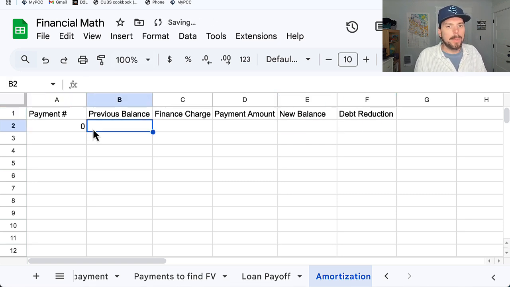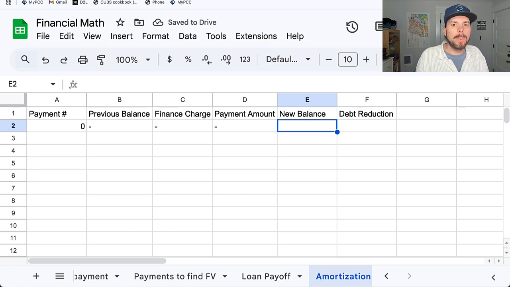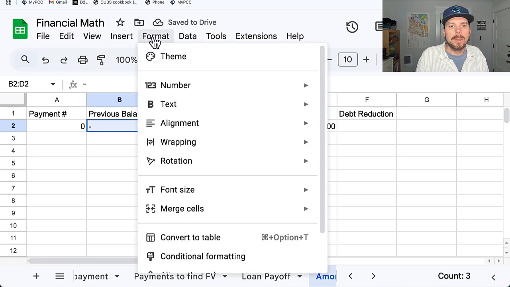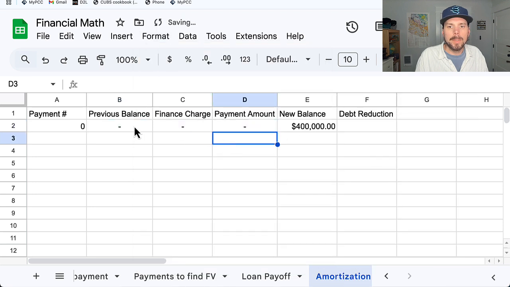And I usually just start with a 0, payment number 0, no previous balance, no finance charge, no payment amount, and just basically put the amount financed for this new balance. It's just the way that I like to do it to set it up. Why don't I use a problem with just some made up figures here, like a $400,000 mortgage. The down payment's already been accounted for. Now, I like to center those dashes in the middle just to show that we're not using those, and same thing here with debt reduction. We're not using that yet.